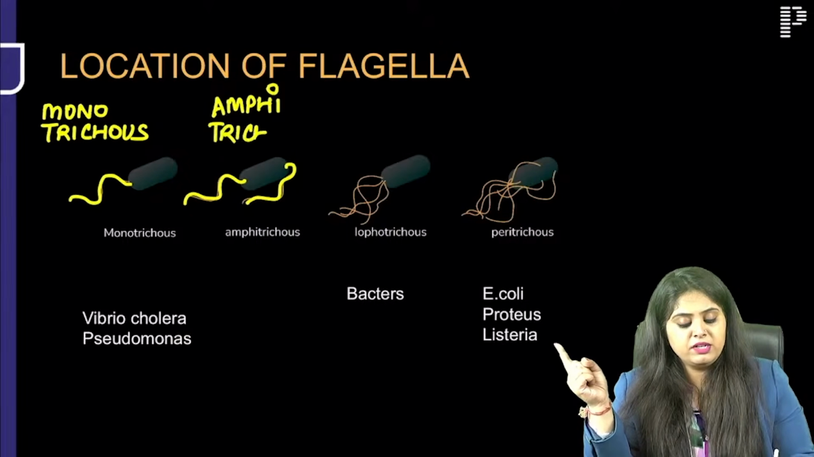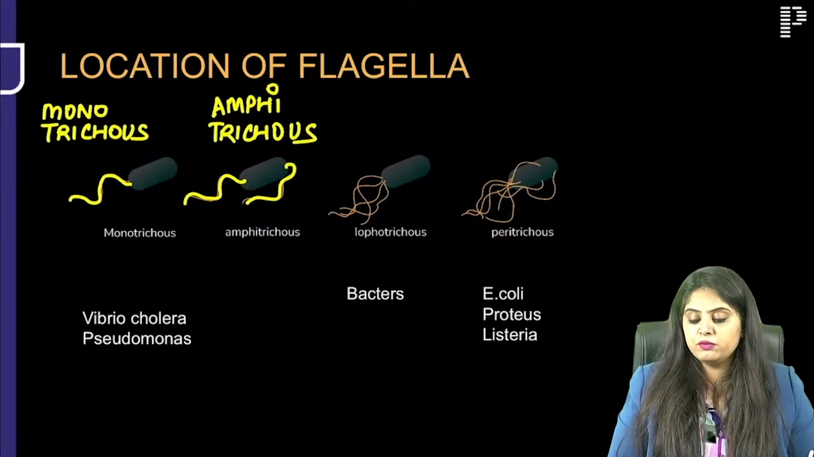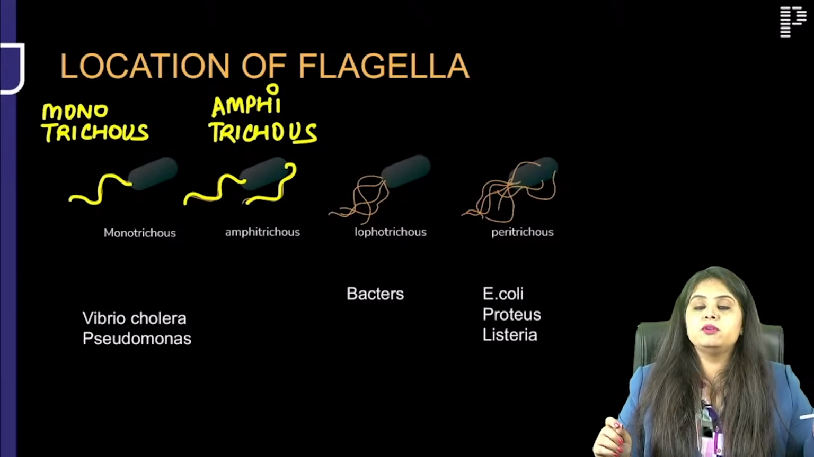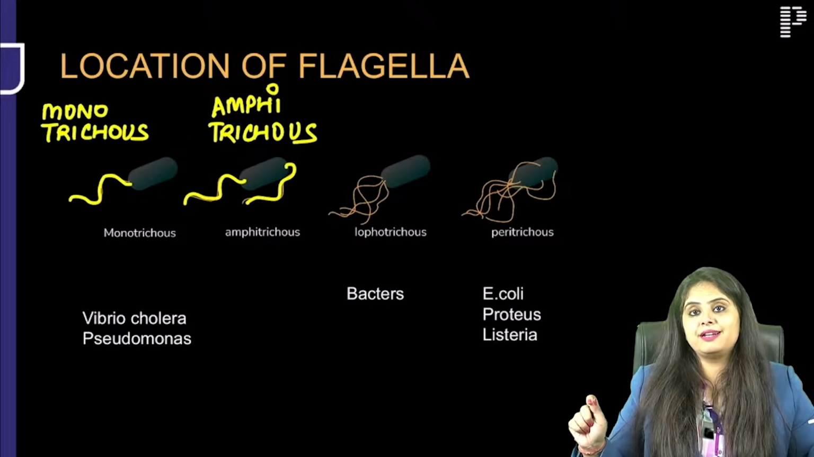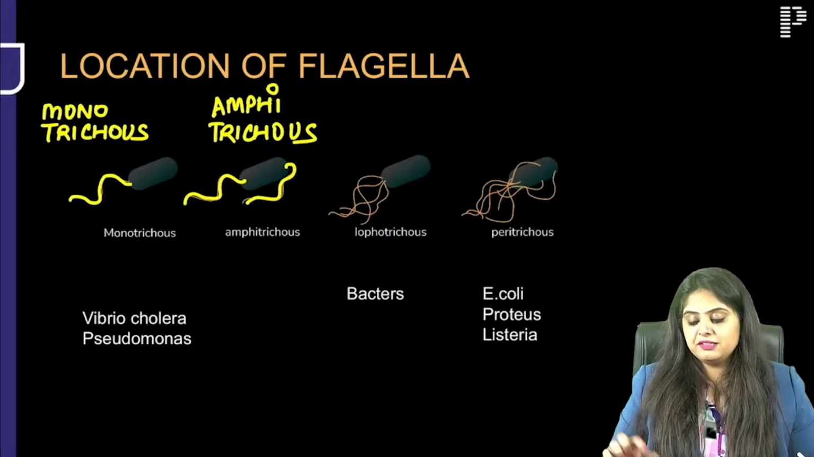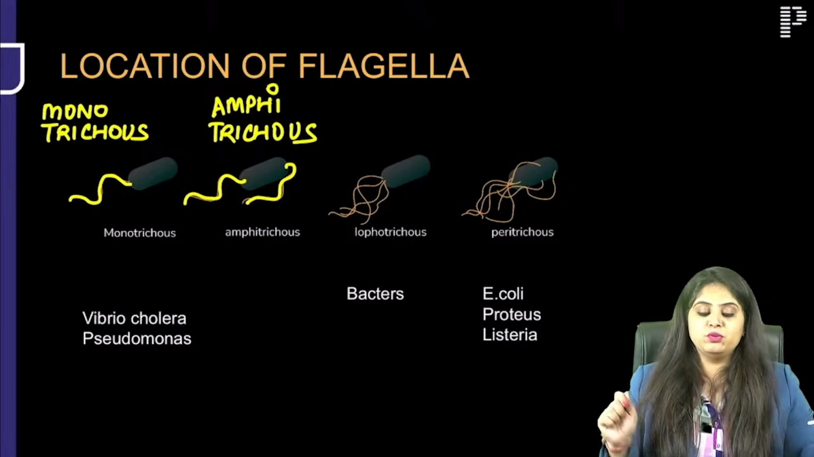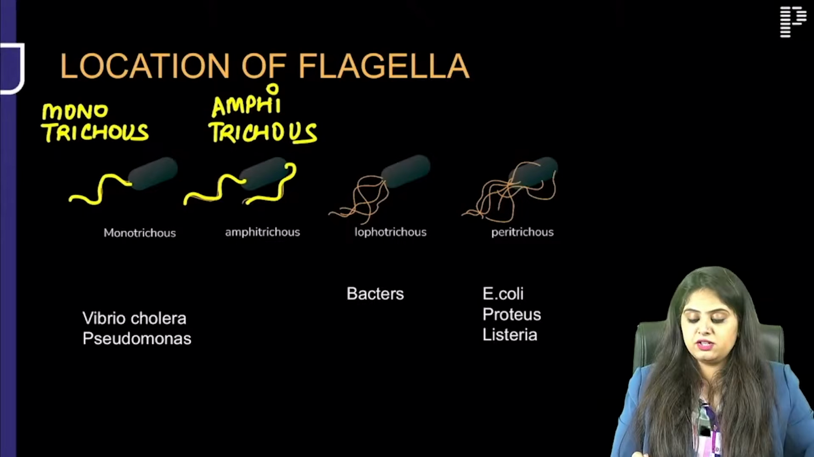Acha, what does that mean? Trichous means hair. Amphi means what? So usually, I don't know how many of you remember this, but we used to study that there are some people who can write with their left hand also and with their right hand also. They are known as ambidextrous people. Ambi, amphi, these things are used when you are dealing with left and right both. So amphitrichous means 1 flagella on the left and 1 on the right.